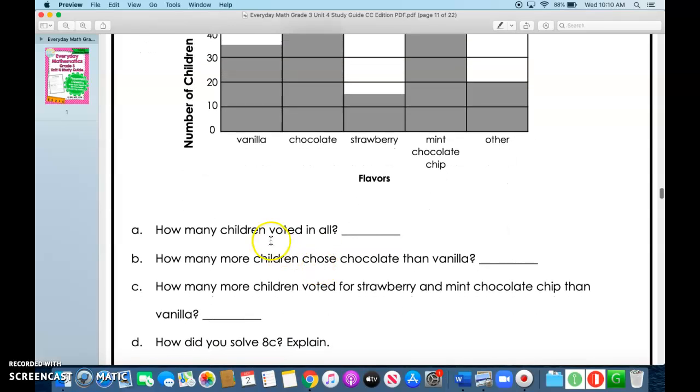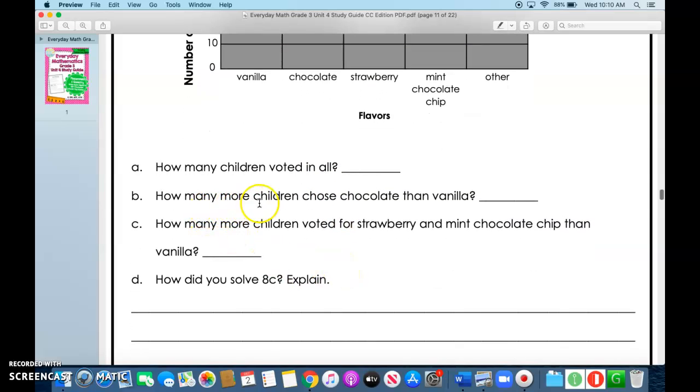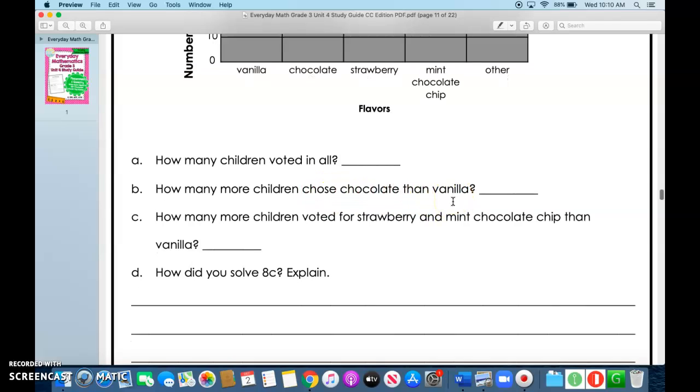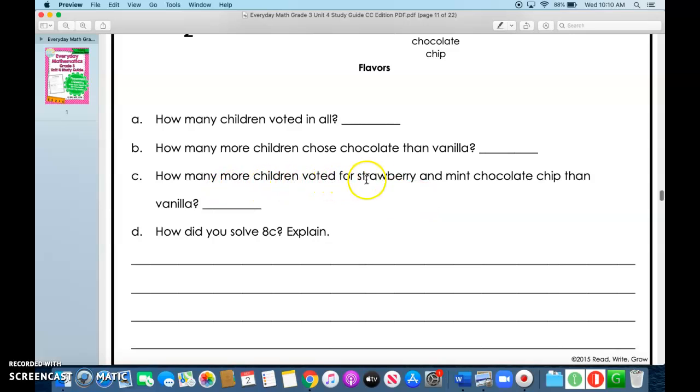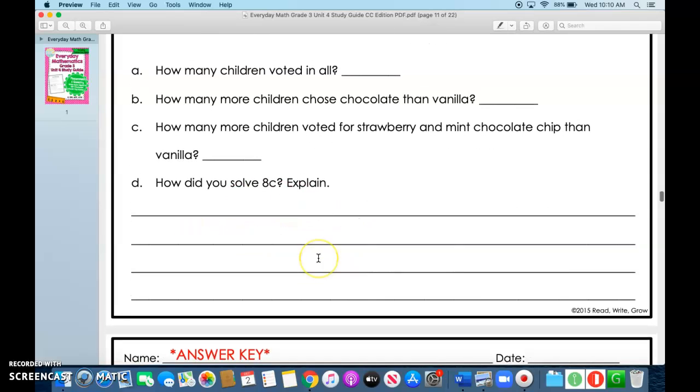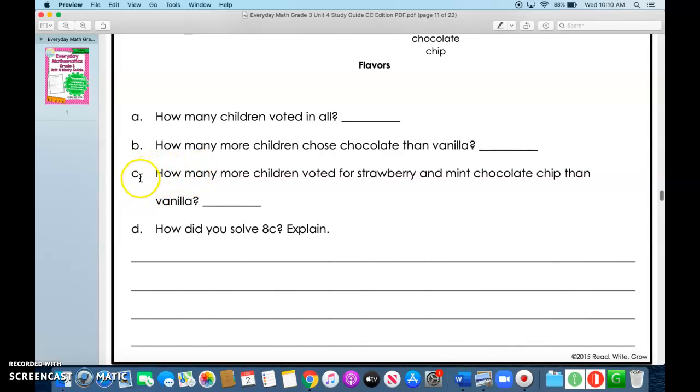Now, some of these, if it says how many in all, we know that we add them all up. How many more means that you're going to subtract the chocolate from the vanilla. How many more children voted for strawberry and mint? So you're going to add strawberry and mint and then subtract from vanilla. And then here you're going to explain how you got your answer for number C, for this one right here. You're going to explain, I did this, then I did this, and explain how you got your answer.